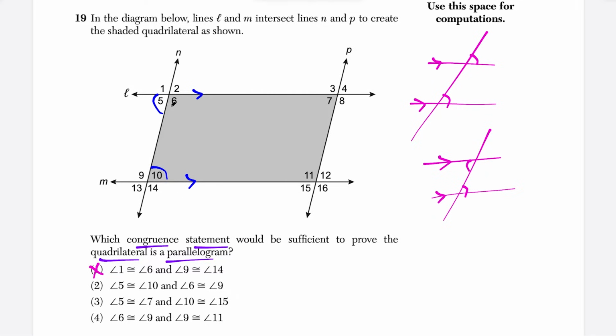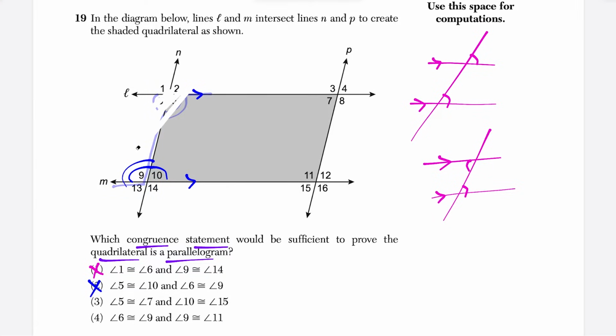But then we have angle 6 is congruent to angle 9. So if we look over here, these two angles are congruent, and once again we have alternate interior angles that are congruent. But notice that the lines involved in forming these alternate interior angles are still lines L and M. So all we have so far is that the same pair of lines are parallel. So this is just establishing twice that L and M are parallel. In order to establish that this is a parallelogram, we need to also establish that N and P are parallel. So that's why choice 2 is no good.